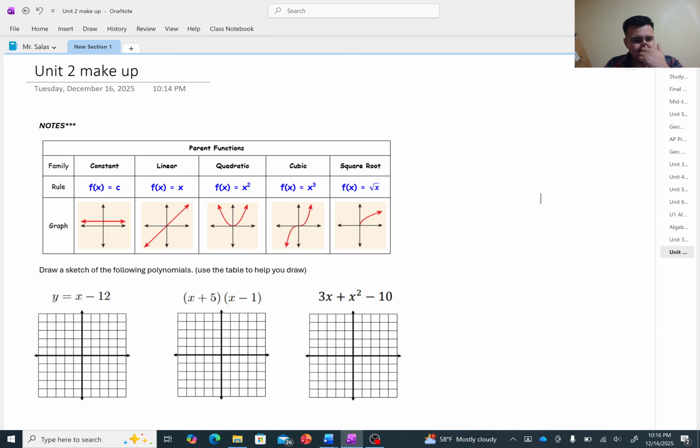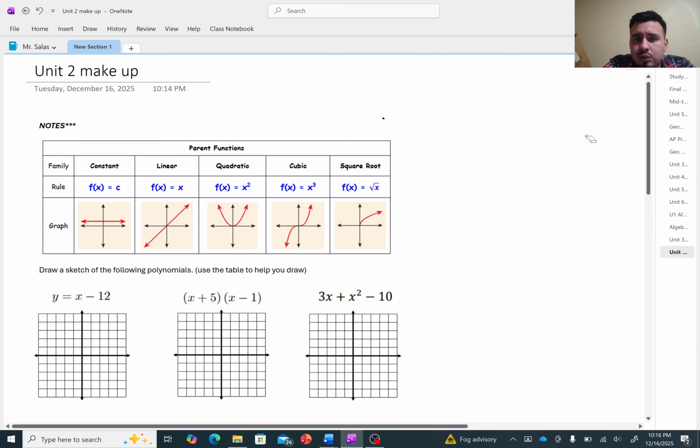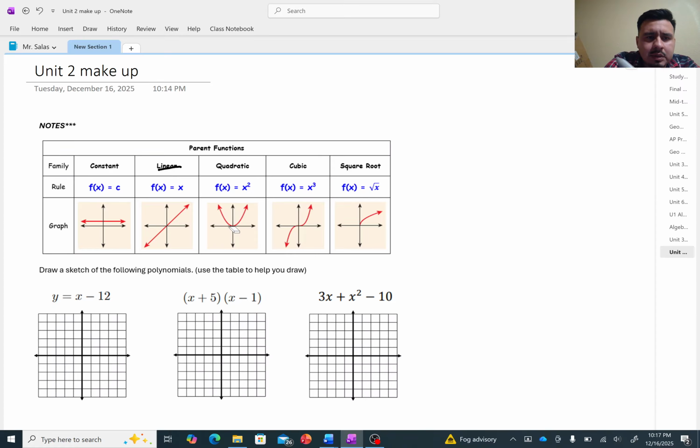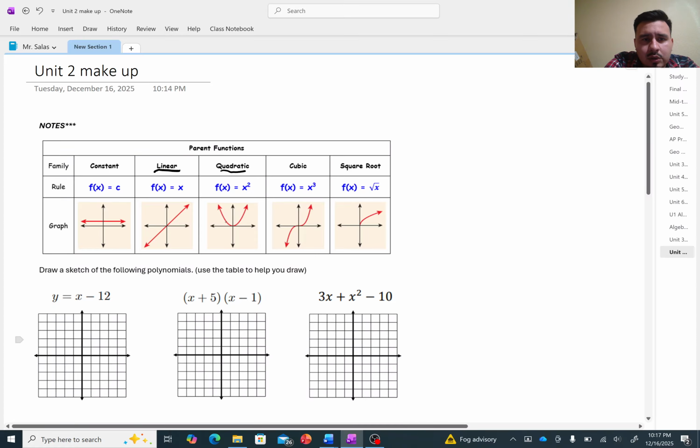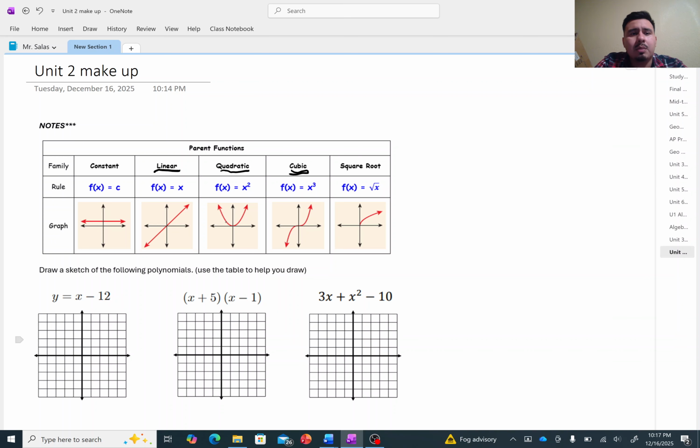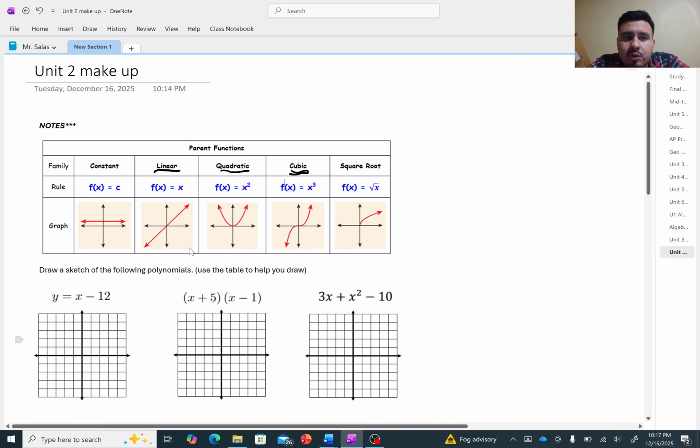So, let's get started. First, let's look at this portion right here. You don't need to write that down, but that's your notes, okay? I want you to be familiar with these graphs. I'm going to have you underline linear, underline quadratic, and cubic, because those are the three that we're going to be working with. Those are what we call the parent functions. Those are the original functions.